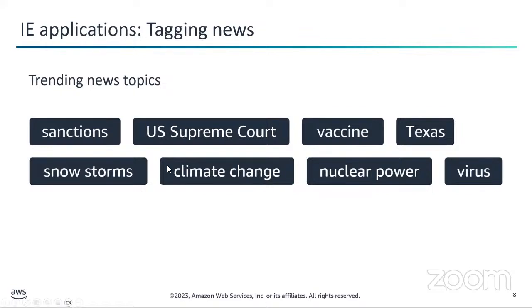Then tagging news is another application of information extraction. So extracting names, common trends from news events, and locations from a news article can help identify the trends or highlight important entities within them. These are called entities.